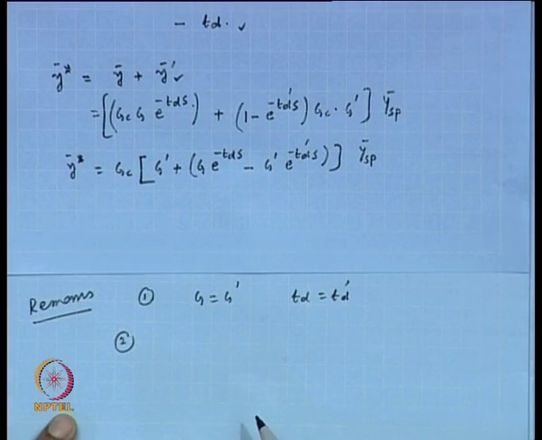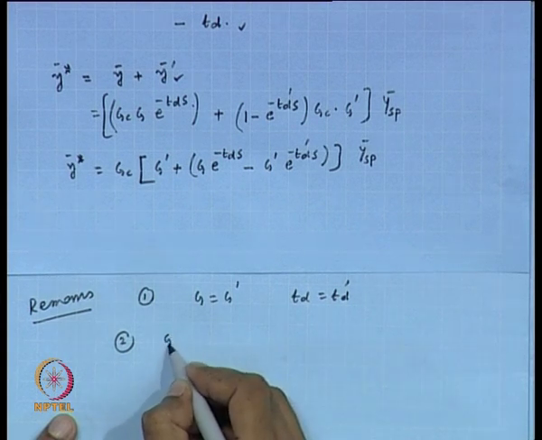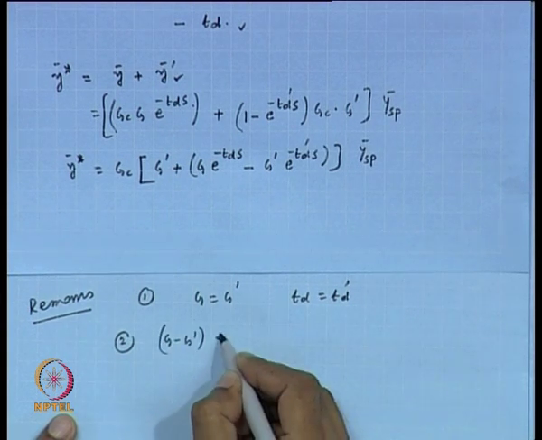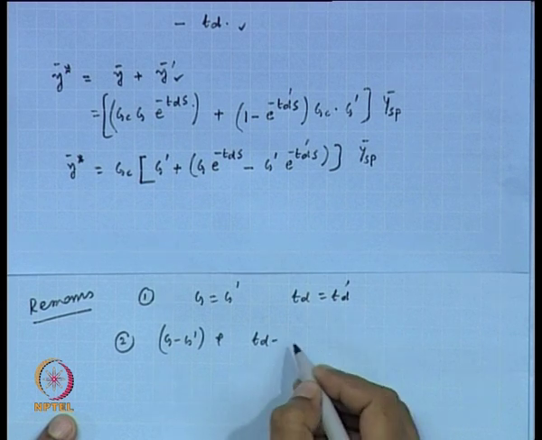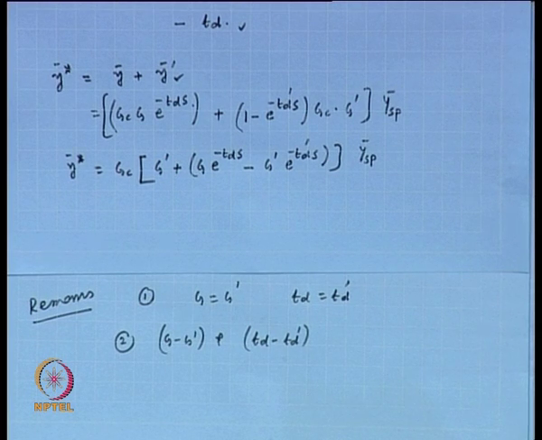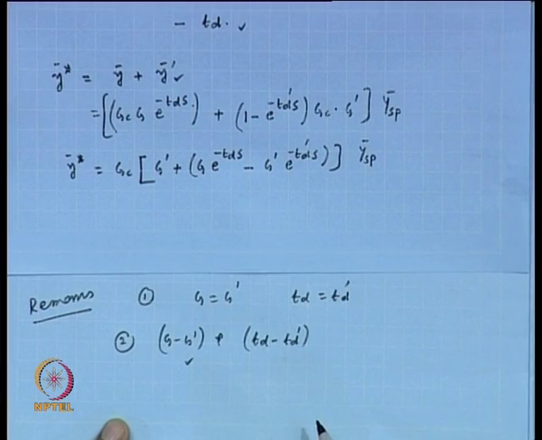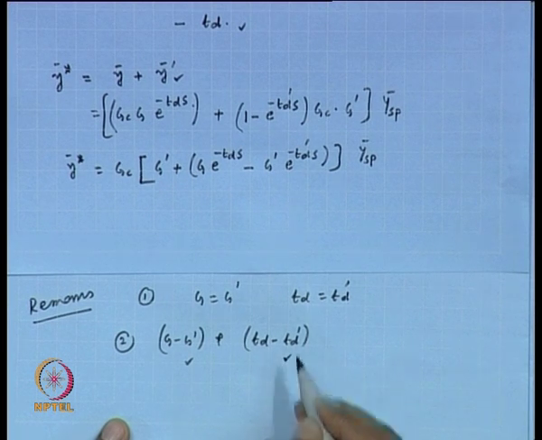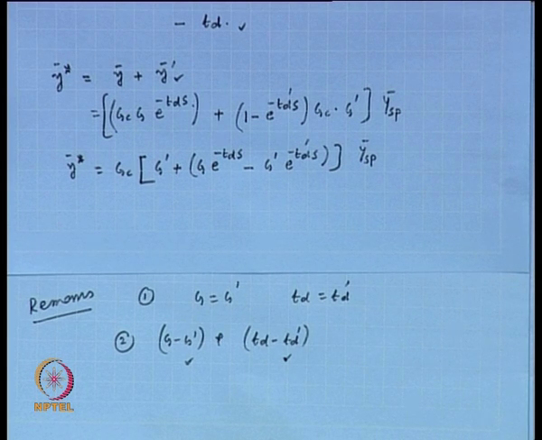The larger the modeling error, that is Z minus Z prime and TD minus TD prime, the less effective is the compensation. The larger the modeling error represented by G minus G prime and TD minus TD prime, the less effective is the compensation. Fine.